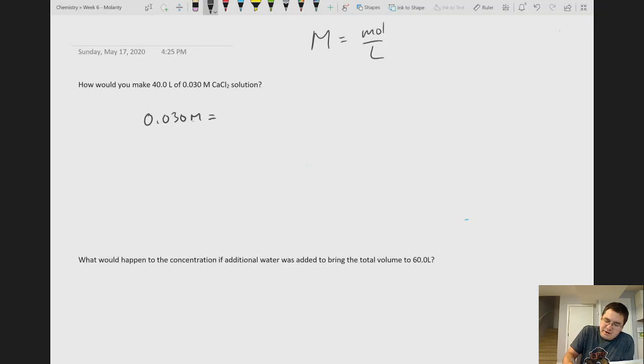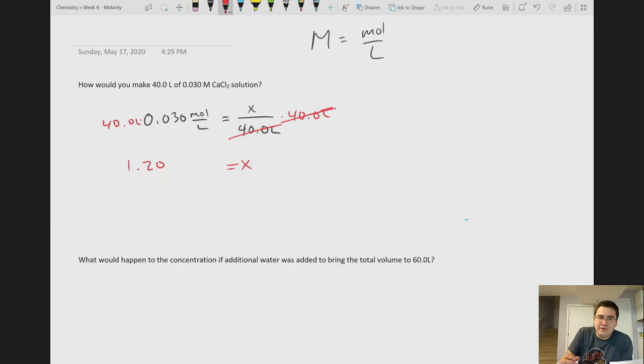Okay, and instead of molarity, I'm going to write moles per liter. That's again what capital M stands for. And then I don't know the number of moles, but I do know the volume. So I plugged in the volume down at the bottom. To solve for x, I'm going to multiply both sides by 40. These cancel. I get x equals, multiply this out, it comes out to 1.20.